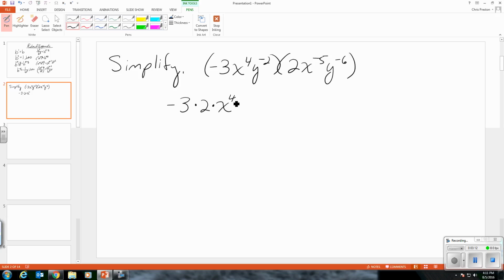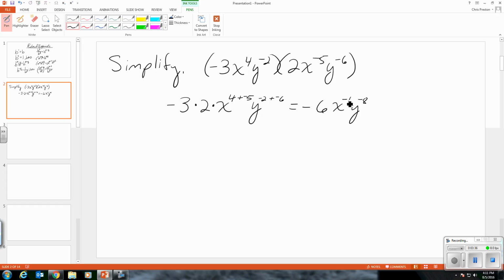So I'm going to take 4 and I'm going to add that to negative 5. And then I'm going to take my y's and I'm going to add their exponents. So negative 2 plus negative 6. So cleaning this up, I have negative 3 times 2, so negative 6. x, 4 plus negative 5 is negative 1. And then y to the negative 2 plus negative 6, negative 8.